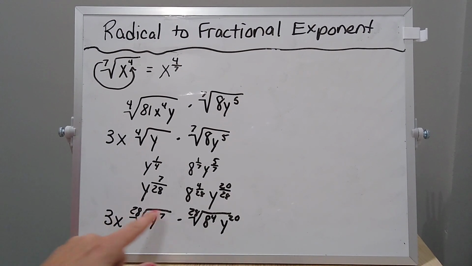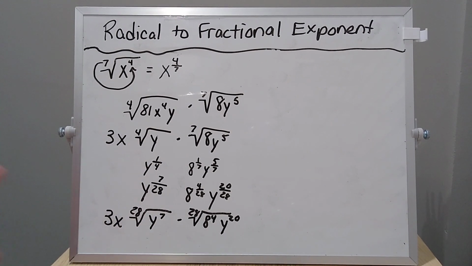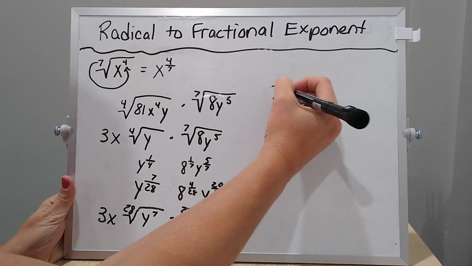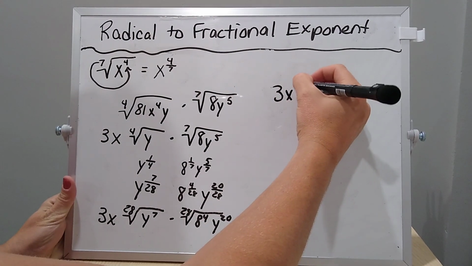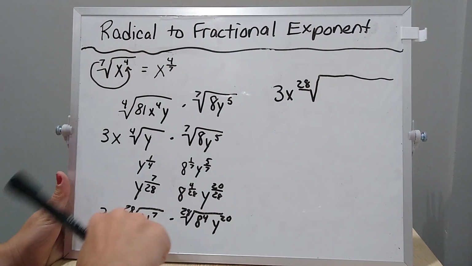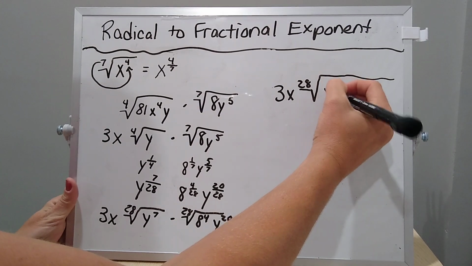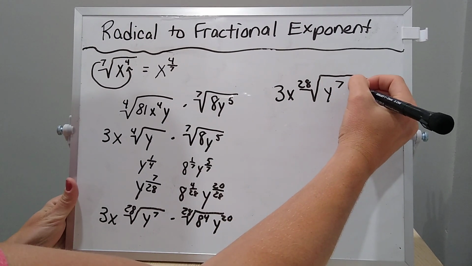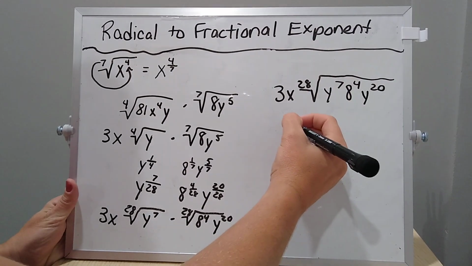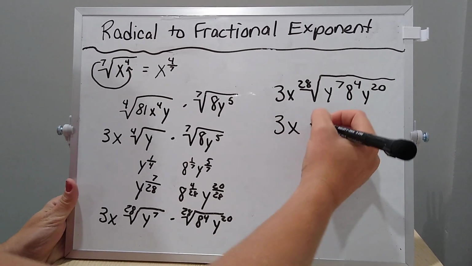Now we have the same indices, so now we can multiply all of this together. I'm going to start up here. So we got 3x on the outside. I'm going to write my radical. Then we can multiply everything. So I've got y to the 7th, 8 to the 4th, y to the 20th. Now we can simplify.